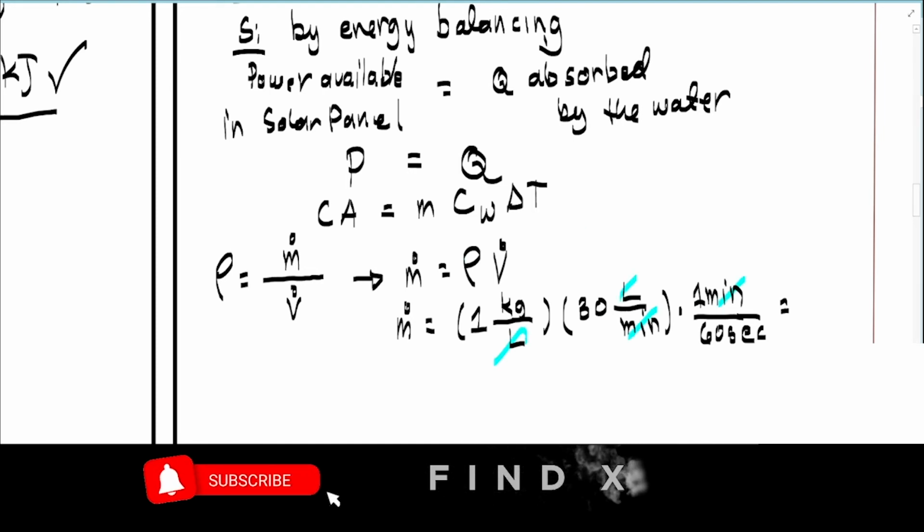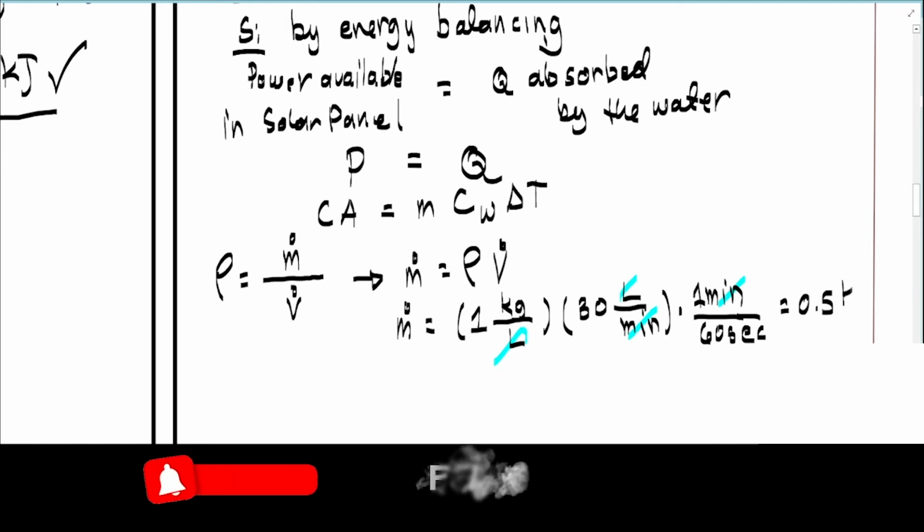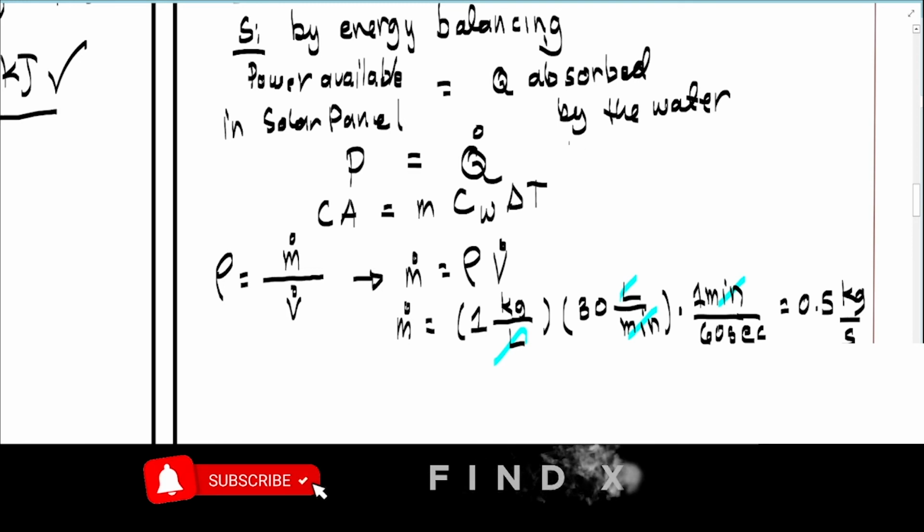Because power is joules per second, I'll be converting this also into seconds. So we have here 0.5 kilogram per second. Now we got the mass flow rate. So I should make this a Q, or the heat flow rate, and make this a mass flow rate to make it balance. Okay, I think that's good.